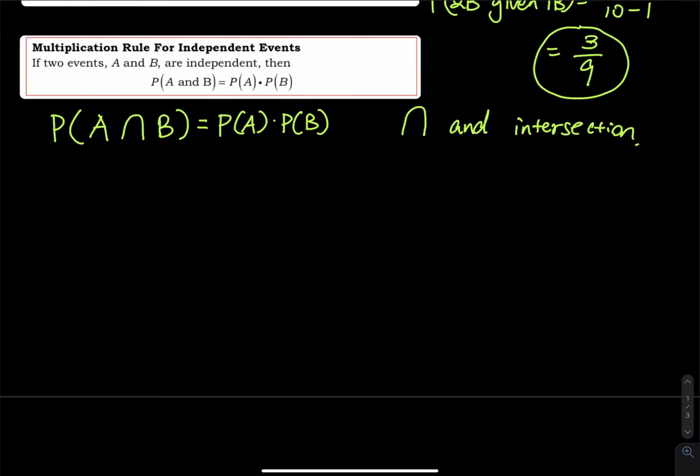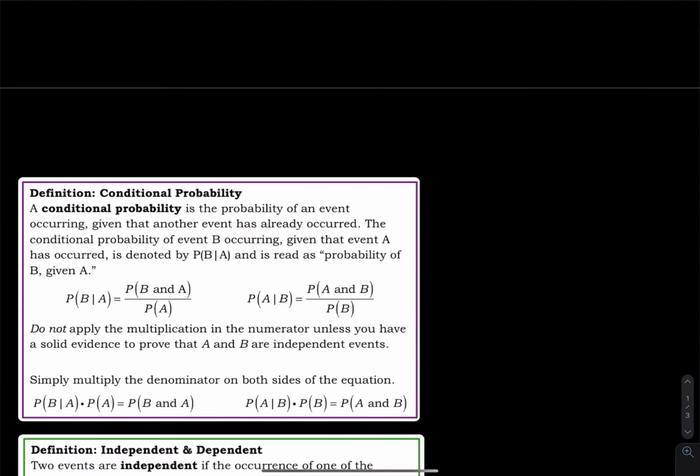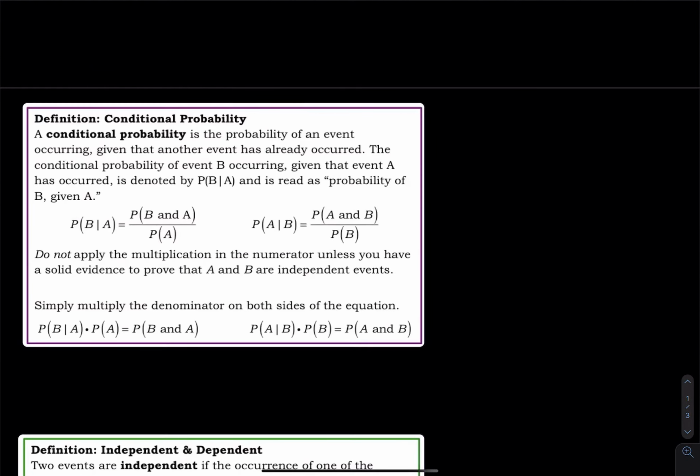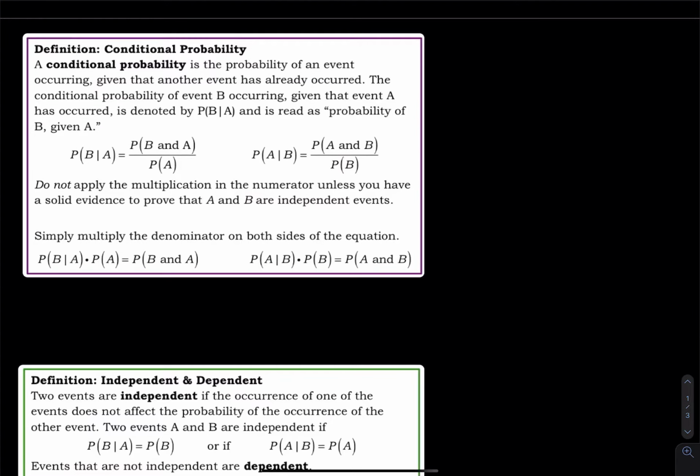All right, and then we have one more, conditional probability. A conditional probability is the probability of an event occurring given that another event has already occurred. The conditional probability of event B occurring given that A has occurred is denoted by this. You are looking for the probability of B given A. This long bar means given. Given means I already know A, I already know what A is. Now tell me B.